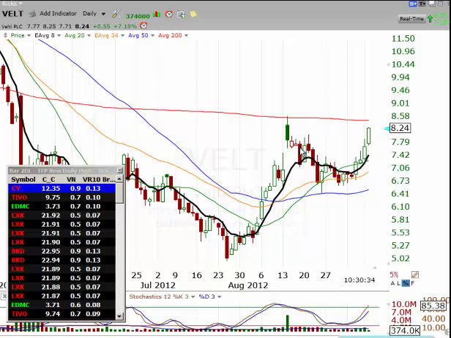Okay, I had mentioned earlier that I'm going to close out my VELT. I think it's close enough to my target of the 200-day moving average. I would rather sell into good strong strength, and that's where it's at. I'm up 80 cents right now, so I'm going to close that out at 2,900 shares. Order filled.